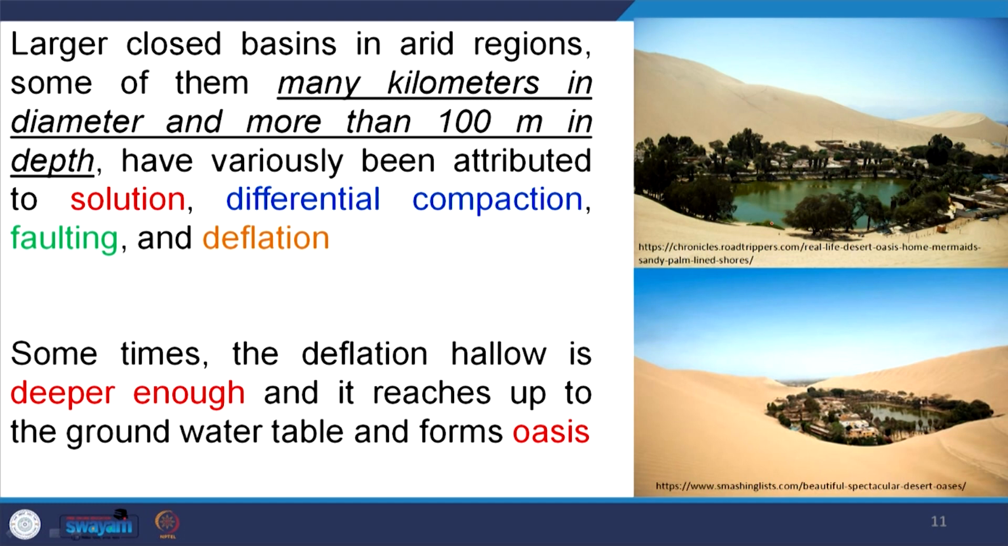So, as a geologist, we must be cautious about what type of depression we are dealing with. In arid region, these are the other possibilities that the deflation hollow can be formed or depression can be formed by solution also, because it is mostly the calcium carbonate sand particles are there. If it is dominant, then solution is the major factor.